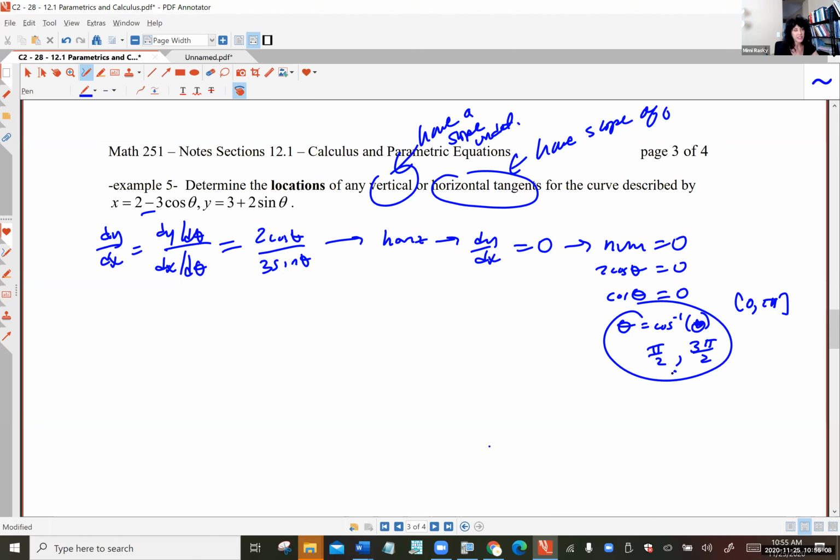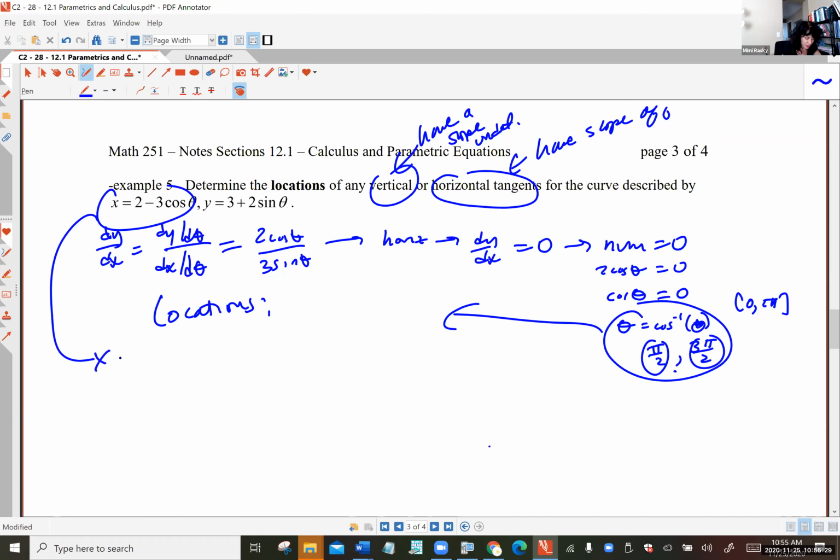Now, folks, that doesn't give me where it is. That just gives me what time it is: it's pi halves seconds when we have one of those horizontal tangencies, and it's 3 pi halves seconds when we have the other. So what are the actual locations, the x and y coordinates? You go back to your parametric equations, and for the x, you plug in pi halves.